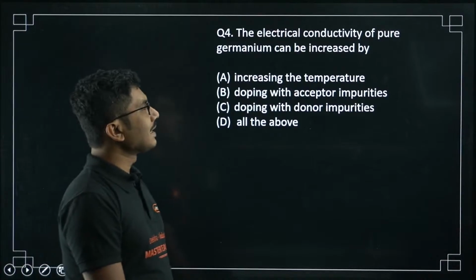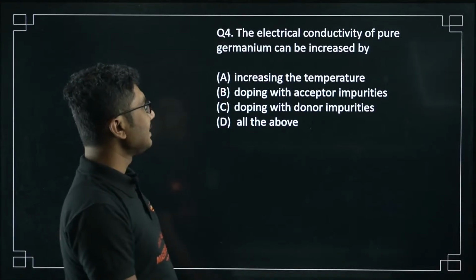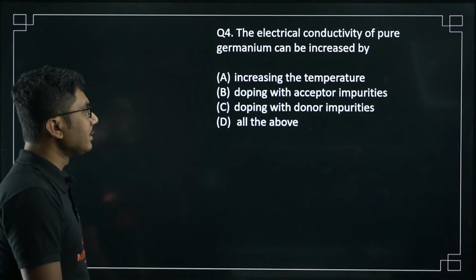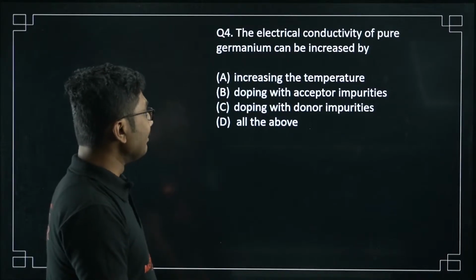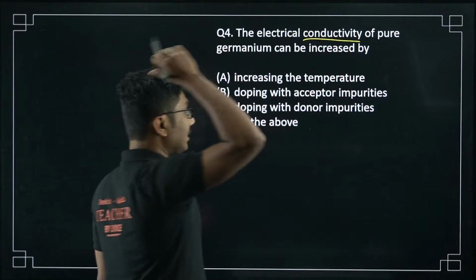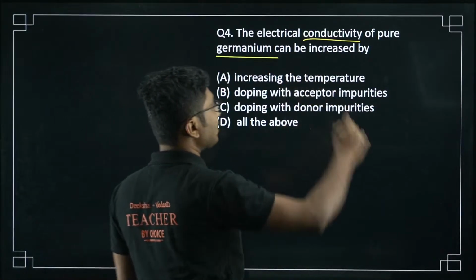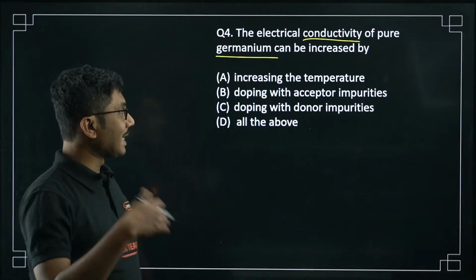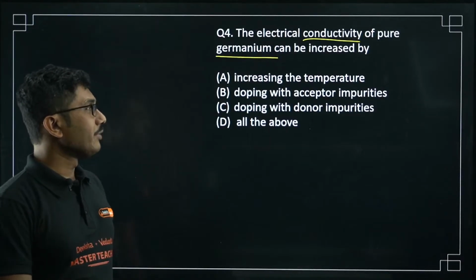The electrical conductivity of pure germanium can be increased by increasing the temperature, doping with acceptor impurities, doping with donor impurities, or all of the above. So how can you improve the conductivity of germanium? Germanium is a pure semiconductor. How can you improve its conductivity? By increasing the temperature, doping with acceptor impurities, doping with donor impurities.